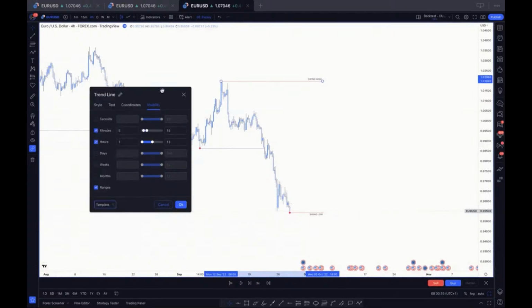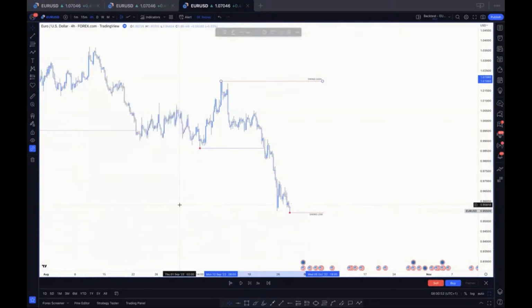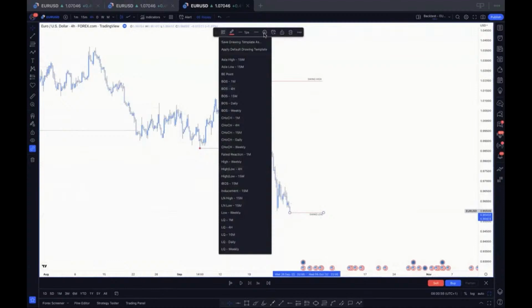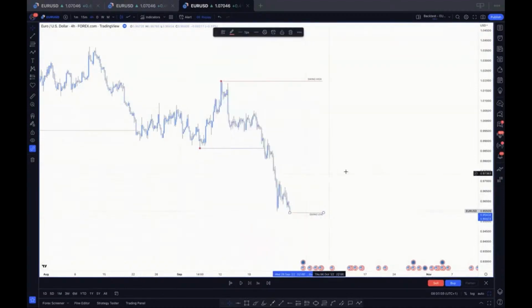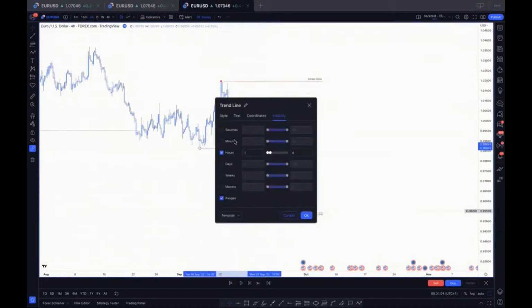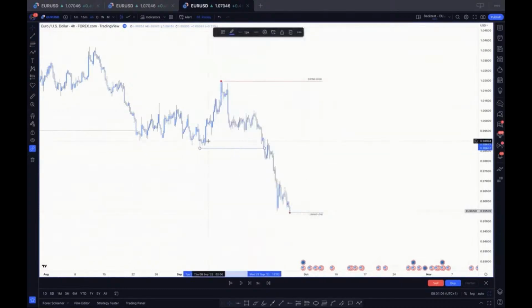Okay, so that's that. So 15 minutes, I want to see that there. And then the same thing also with this, the swing low. Go to settings, visibility, I'll choose also minutes and good. So now, and also the same thing with this line, I think. Yeah, I want to see that on the 4R.